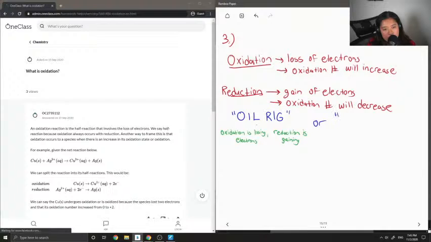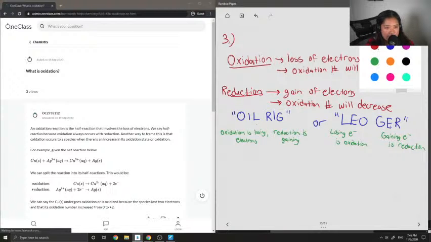Another one that people use is LEO the lion says GER. Doesn't really make as much sense as OIL RIG, but it's just another way. So this is like losing electrons is oxidation. Gaining electrons is reduction. So whichever one helps you. I think I used OIL RIG when I was a student.